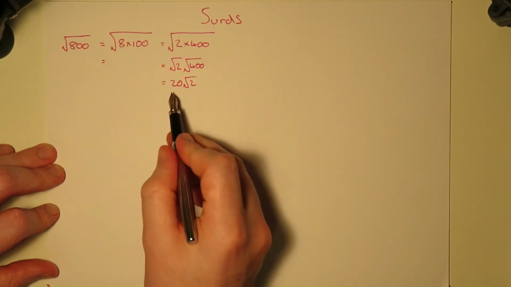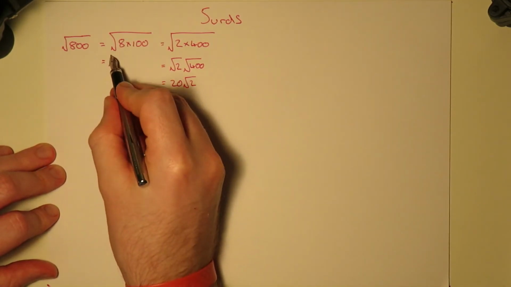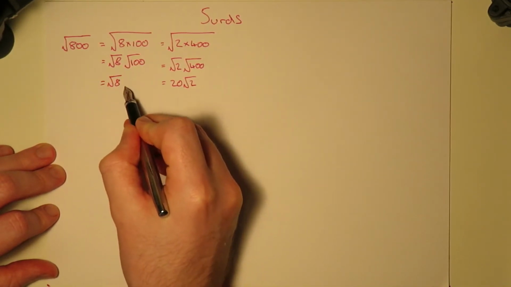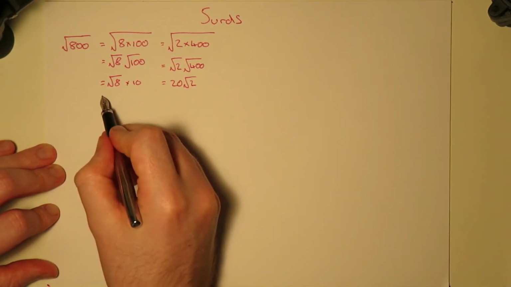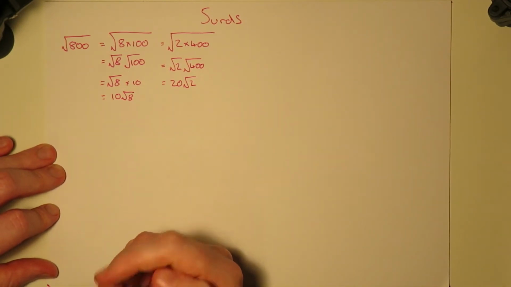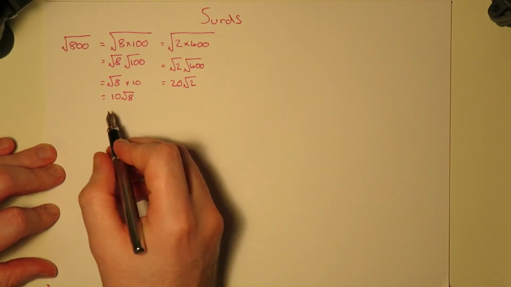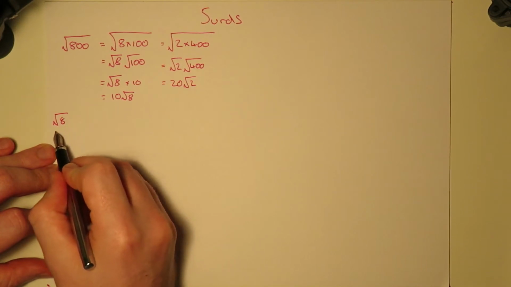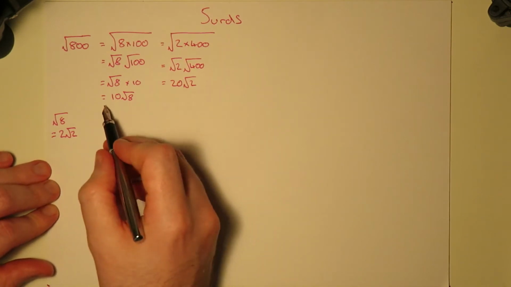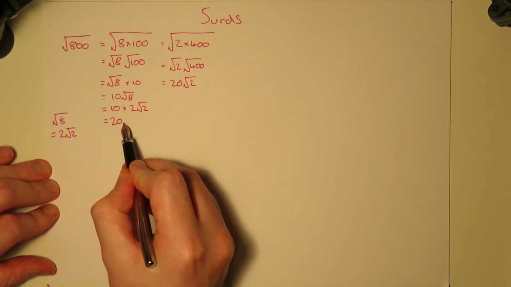With this other approach you will get the same answer, but it's going to involve a couple more steps. So that there is root 8 times root 100, which is root 8 multiplied by 10, or 10 root 8. Now you might say that 10 root 8 and 20 root 2 aren't the same. Well, they certainly don't look the same, but they are. I just know that root 8 is the same as 2 root 2. That's just something I remember. So that means that is 10 times 2 root 2, which is 20 root 2.